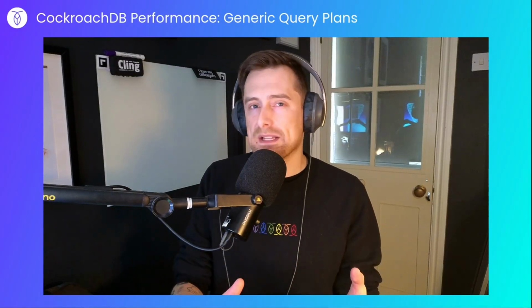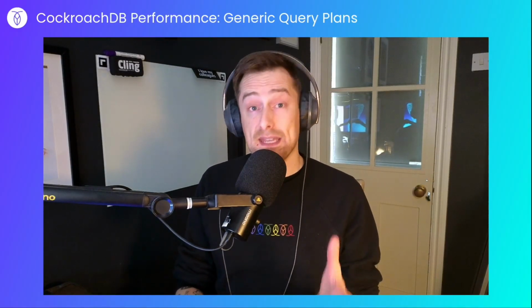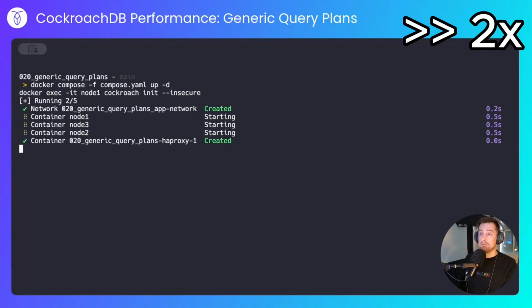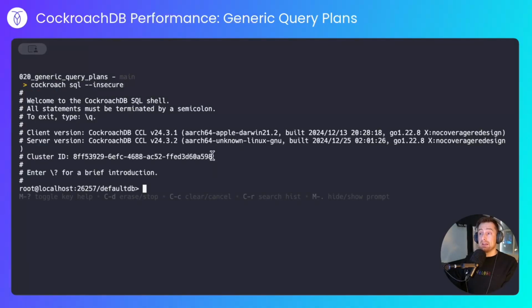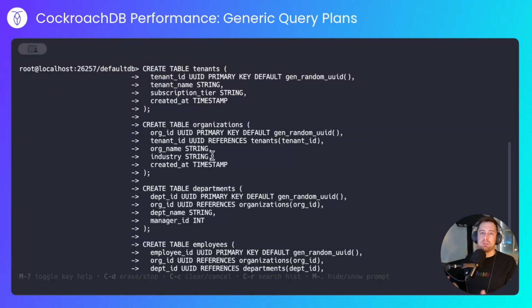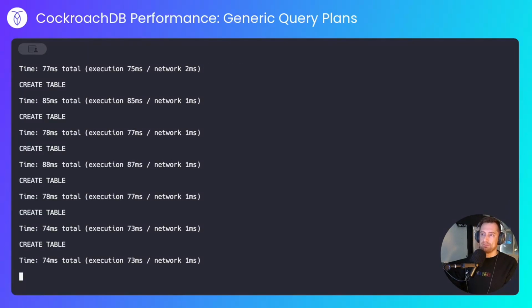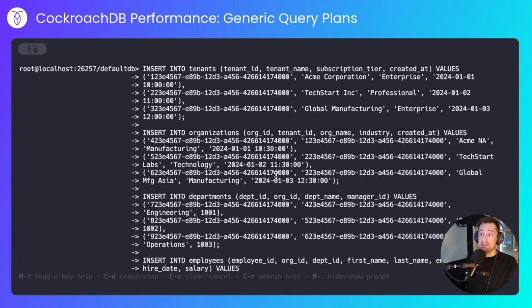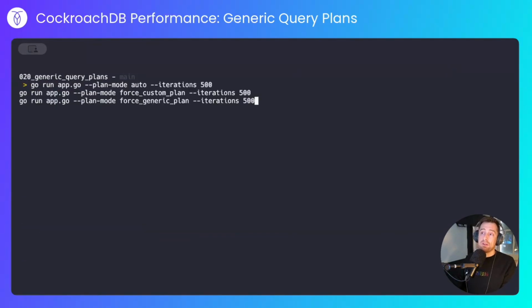Let's have a look at a complex query and how generic query plans can help. First, I'll create a cluster and connect to it. Next, I'll create 20 tables, which will simulate a complex ERP or manufacturing system. And I'll insert data into each of them. And then I'll run the same application with different plan cache modes. The first will use auto, the second will use force custom plan, and finally we'll use force generic plan, just to see how each of these three compare. The application prepares a statement and will execute it 500 times for each.